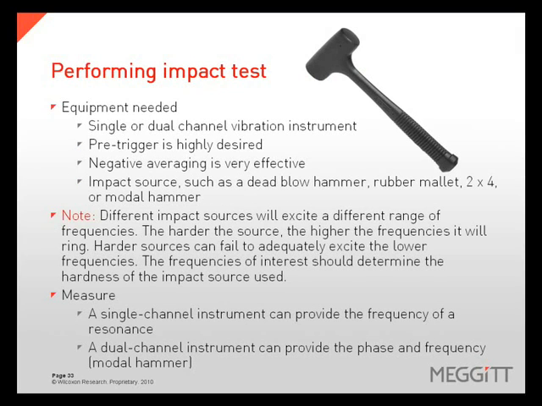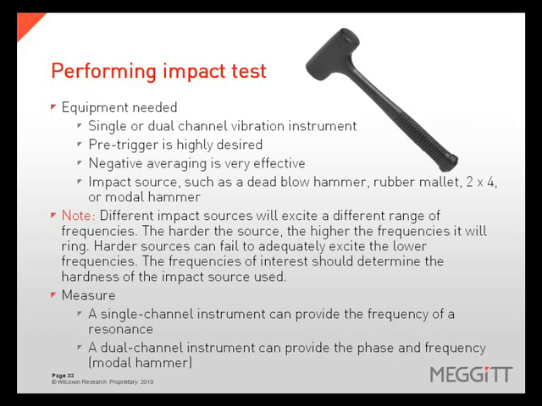To perform an impact test, you will need a single channel or a dual channel vibration instrument. An instrument with pre-trigger and negative averaging capabilities is desirable. You will also need an impact source such as a dead blow hammer, rubber mallet, 2x4, or a modal hammer. Keep in mind that different impact sources will excite different ranges of frequencies. Harder sources will excite higher frequencies, and softer sources will excite lower frequencies.